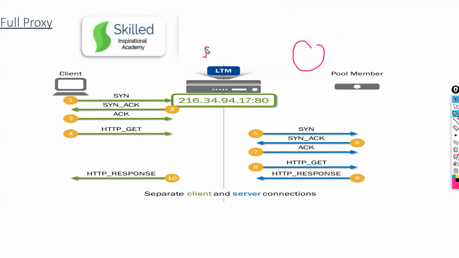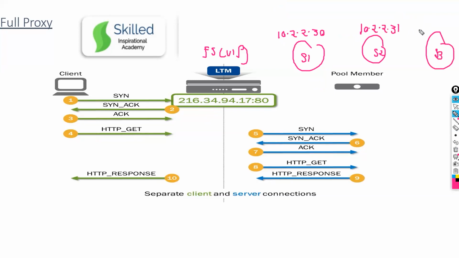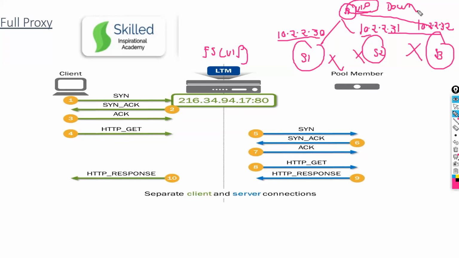When servers are down, your VIP will be down. Again, I am saying this LTM is a virtual network. A VIP is a virtual IP. Let's say I have server 1 with IP 10.2.2.30, server 2 with 10.2.2.31, and server 3 with 10.2.2.32. Now I have an F5 virtual IP where I have allocated one pool with these 3 servers. If all these servers are down, your virtual server will be down. That means the three-way handshake fails. Now that is the scenario.